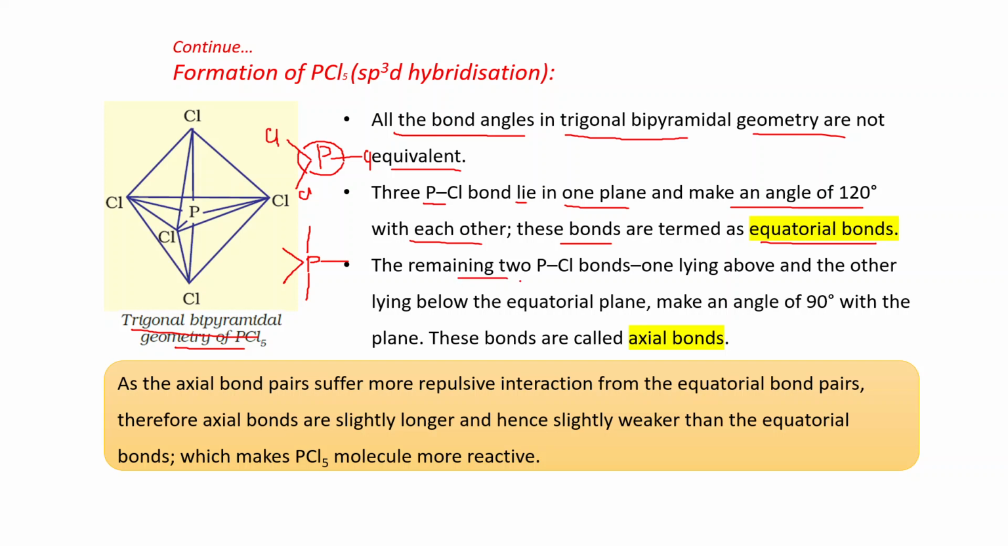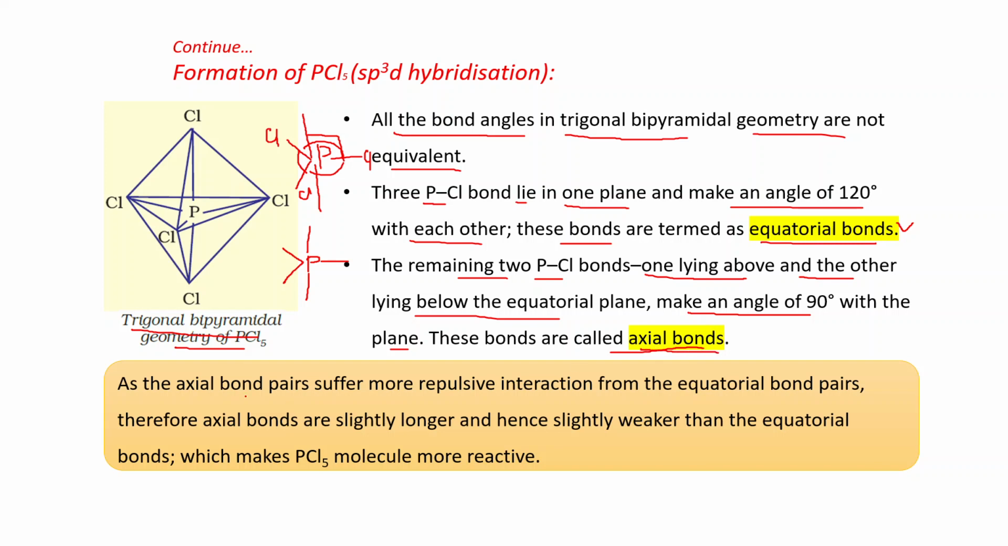And the remaining two phosphorus-chlorine bonds, one lying above and the other lying below the equatorial plane, make an angle of 90 degrees with the plane. These bonds are called axial bonds. Now you can see one is above the plane and one is below the plane, and this angle is 90 degrees. So two types of bonds are there. In a plane, three bonds are there, and these are equatorial bonds, and the bonds above and below the plane are known as axial bonds.